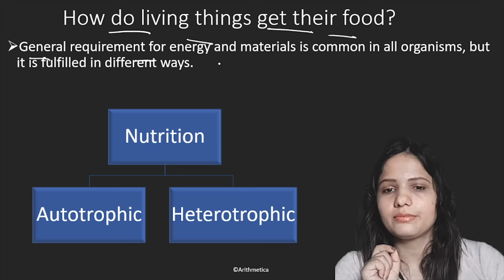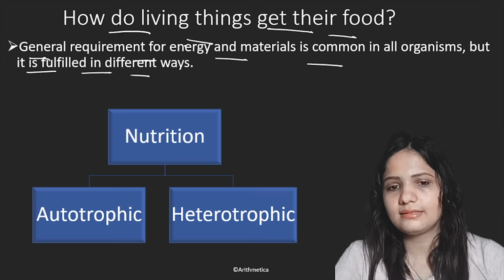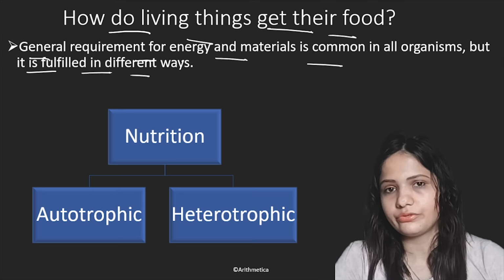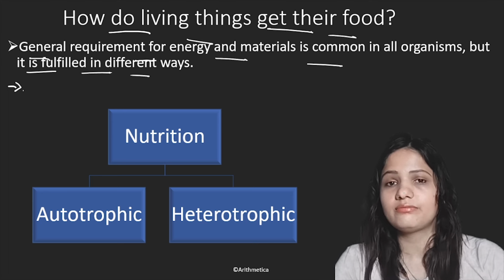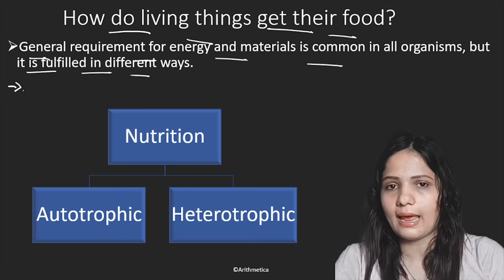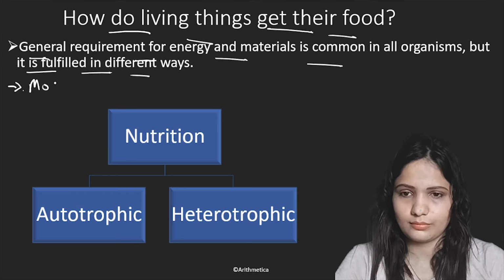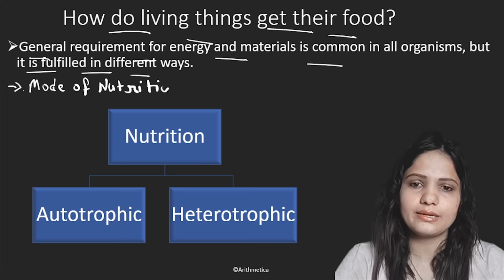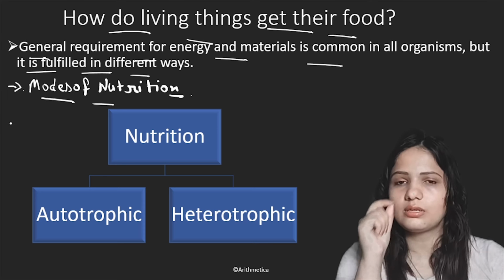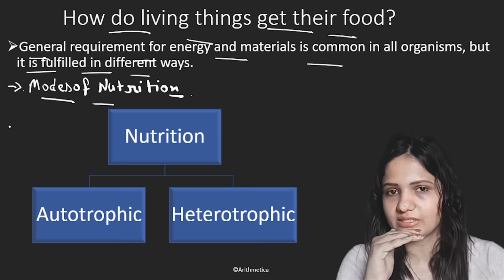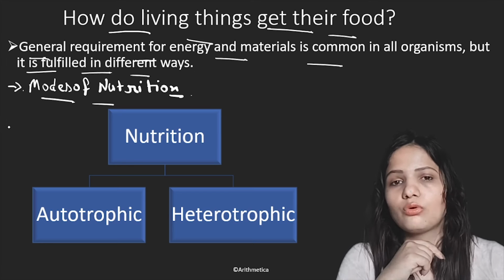The general requirement for energy and material is common in all organisms, but it is fulfilled in different ways. We know that energy and materials are the requirements of each and every organism. As each organism is different, they have different processes, different ways to intake food. And this variety or these differences in intaking food is the mode of nutrition. So whenever anyone asks you how do living things get their food, they are asking you only the mode of nutrition. These different ways of fulfilling this requirement are known as modes of nutrition.